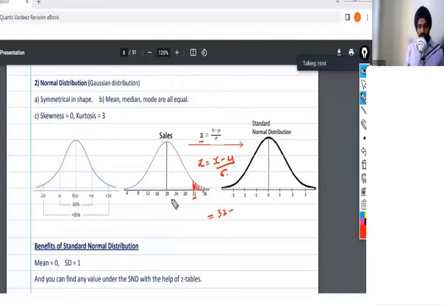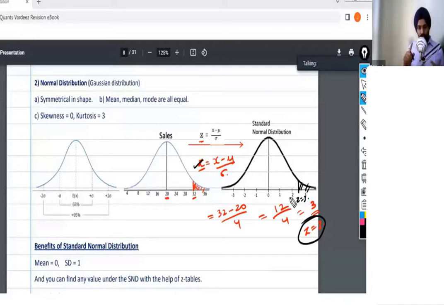This mu is the average. The average is the center point, which is 20. The standard deviation, as we calculated, is 4. So once I solve this, 12 divided by 4 is going to be 3. So the Z value is equal to 3. After solving this, I've converted everything and I got a Z value of 3.